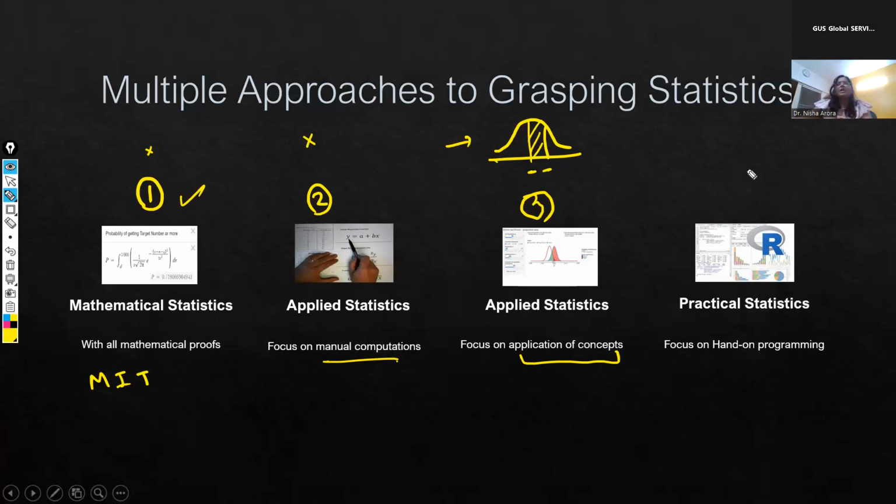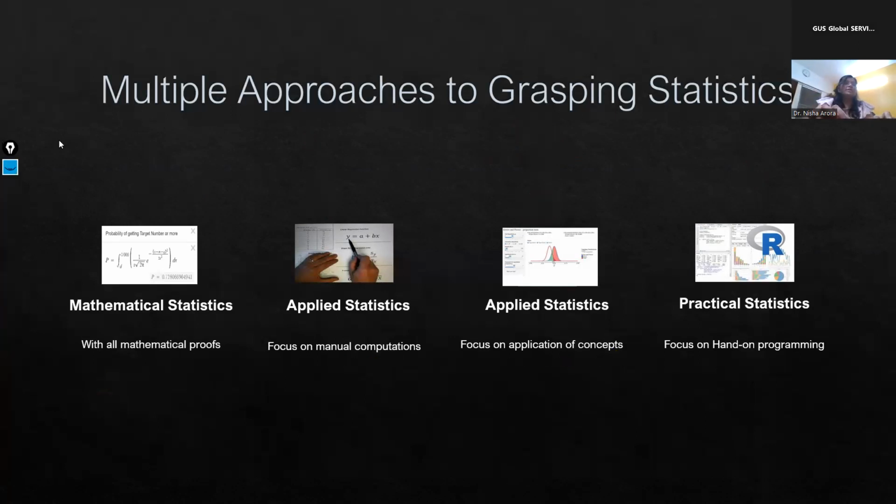I'll show you some. Of course, those who are programmers can learn practical statistics using MATLAB, R, Python, SAS, SPSS, whatever tool you know, Excel, whatever, right? And that way, maybe you don't know too much about the formulas, but you can verify the facts, the theorems and all.